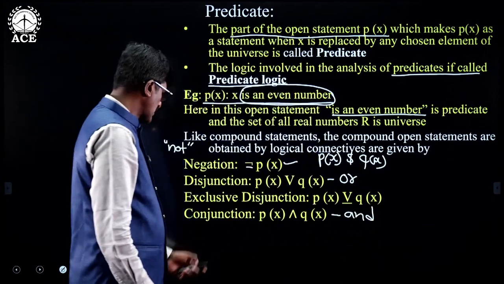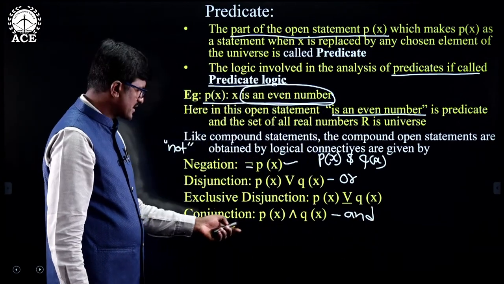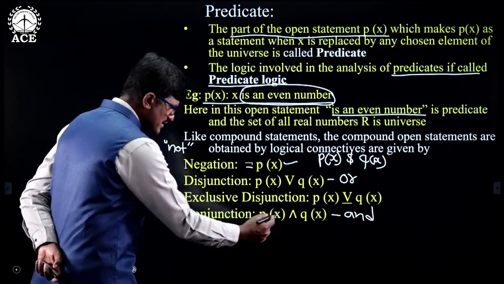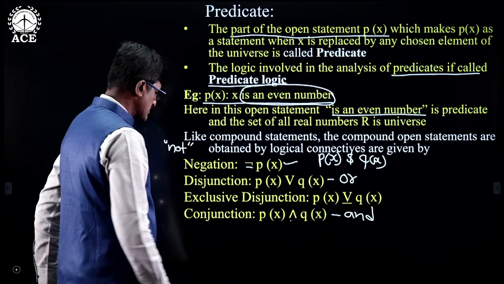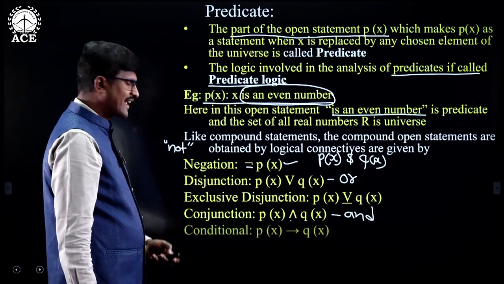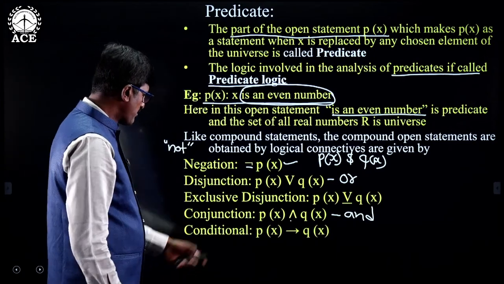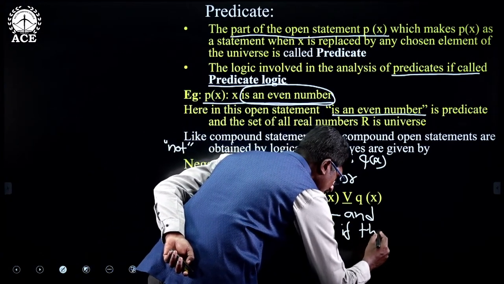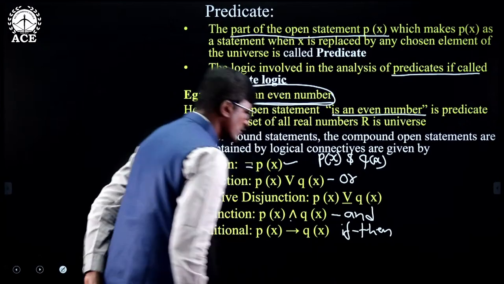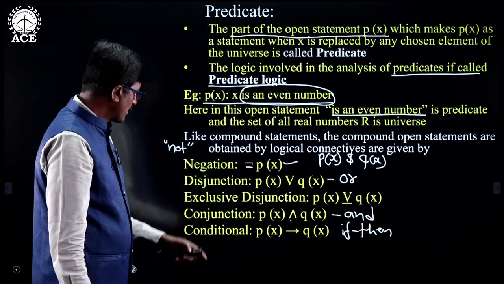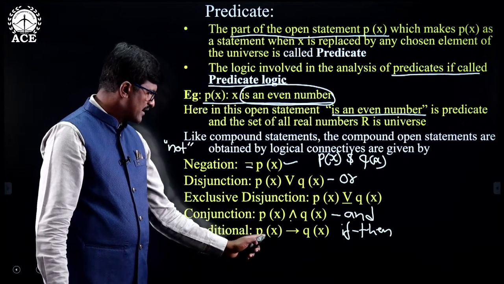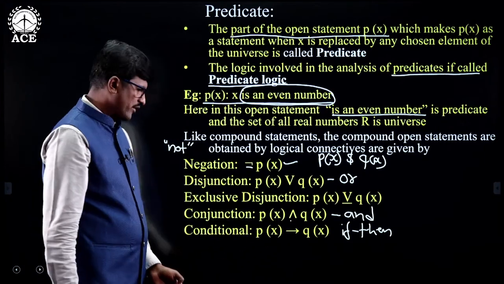So then we'll be getting a compound statement called conjunction. This is the conjunction P of X and Q of X. This is a symbol which we use for conjunction. The next one is conditional. By using the if-then connective, you will be getting the conditional statement. This is read as P of X conditional Q of X.